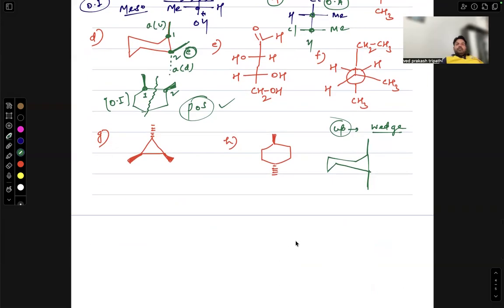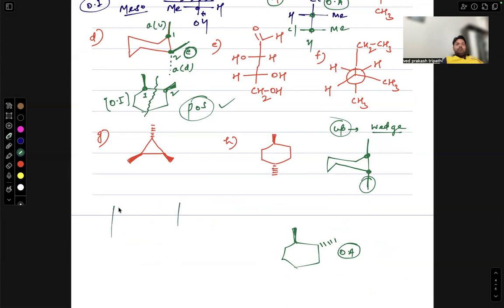Look at here. This is up, so wedge. This is down, so dash. So no plane of symmetry, so optically active. Make sense? It's all about the concept. Here we have two chiral centers. That's why we are thinking about plane of symmetry.